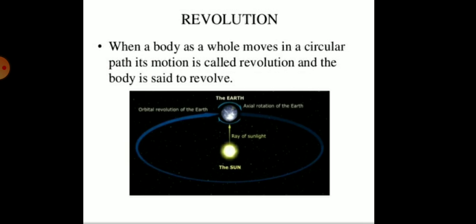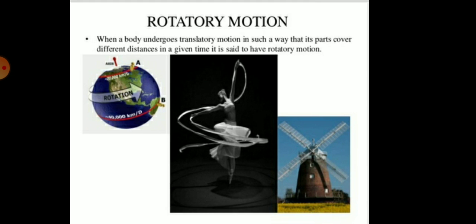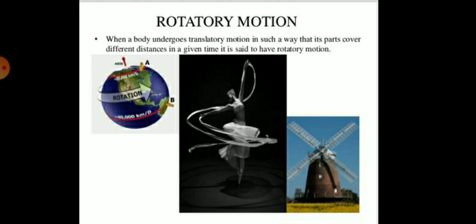Children, revolution means when a body as a whole moves in a circular path, its motion is called revolution and the body is said to revolve. And rotation means when a body undergoes translatory motion in such a way that its parts cover different distances in a given time, it is said to have rotatory motion.